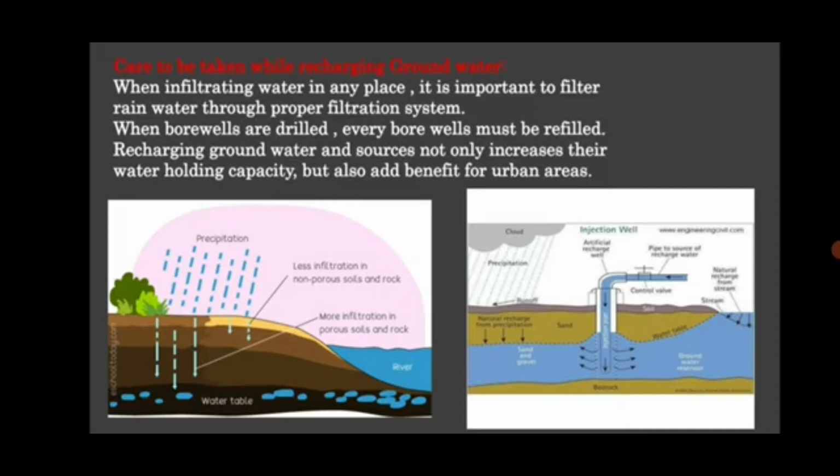Appropriate care should be taken when recharging groundwater or using groundwater. When infiltrating water in any place, it is important to filter the rainwater through a proper filtration system. Rainwater may be acidic sometimes, or the roof surface may be unclean. Therefore, after the onset of the rains, the first one or two rainwater recharges should be avoided. We can purify polluted water on the ground, but if the groundwater source is contaminated, it is impossible to purify it.